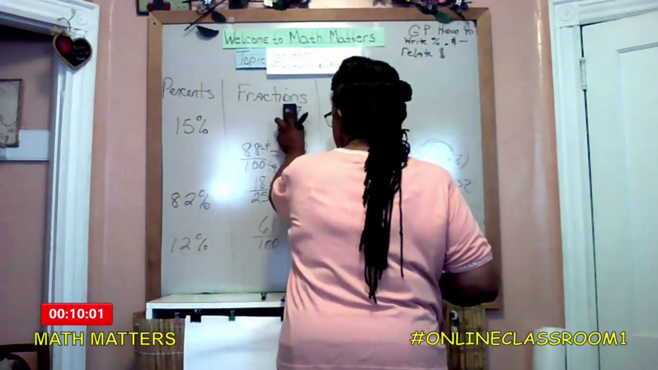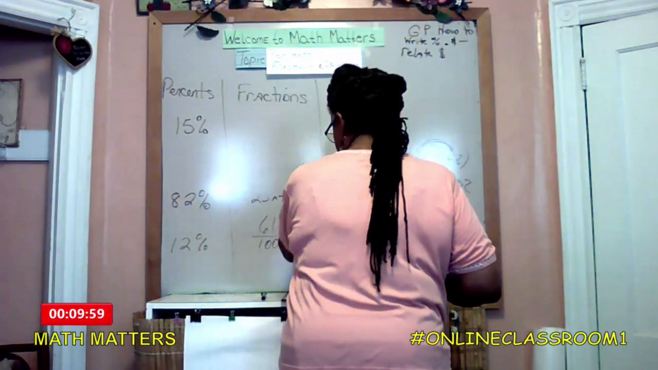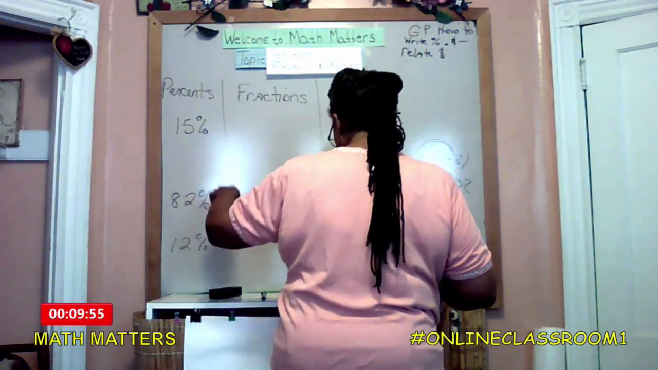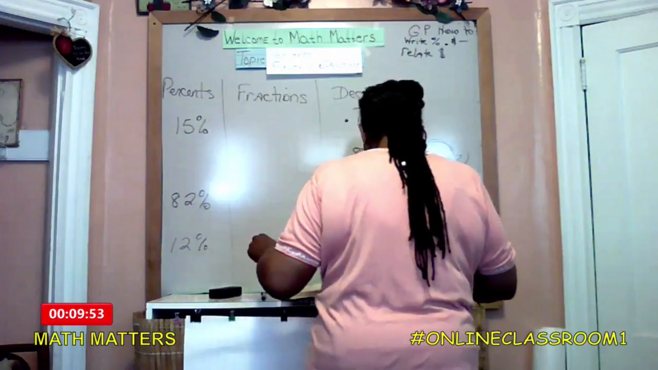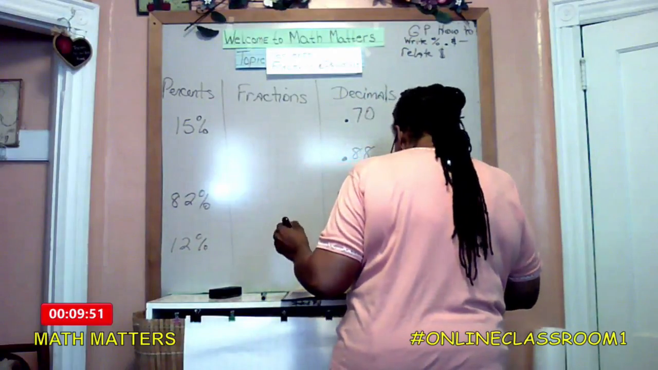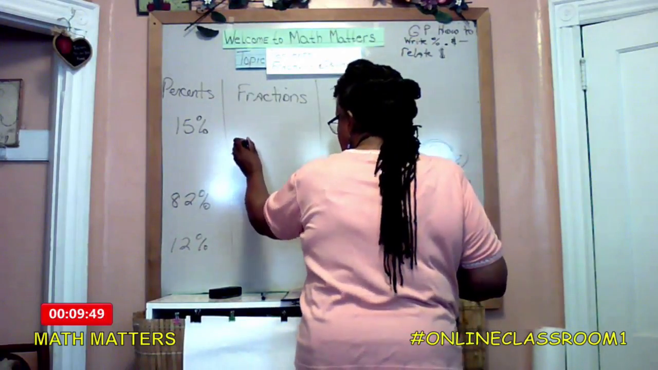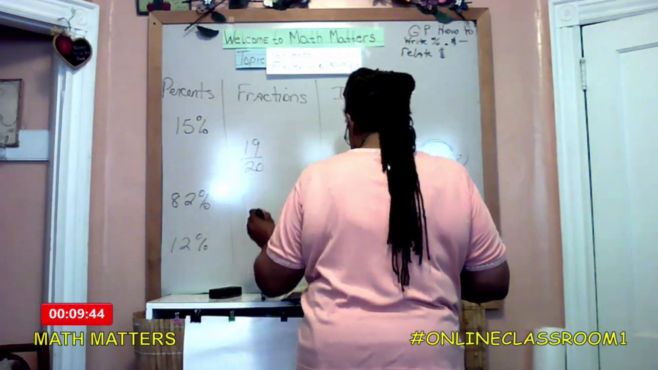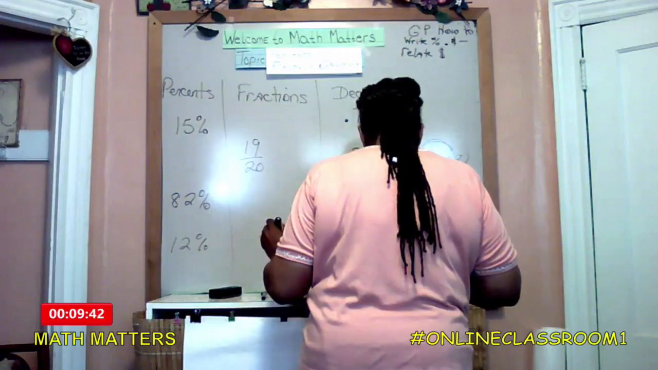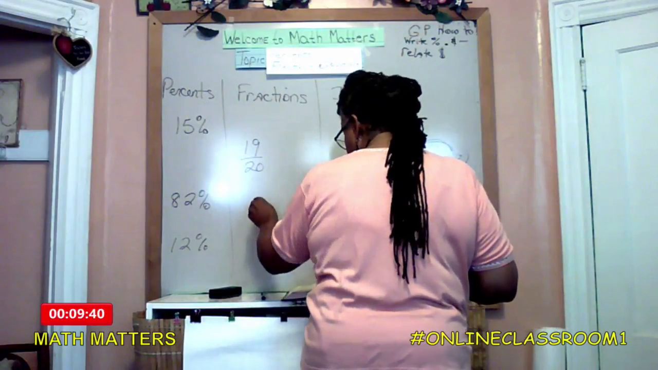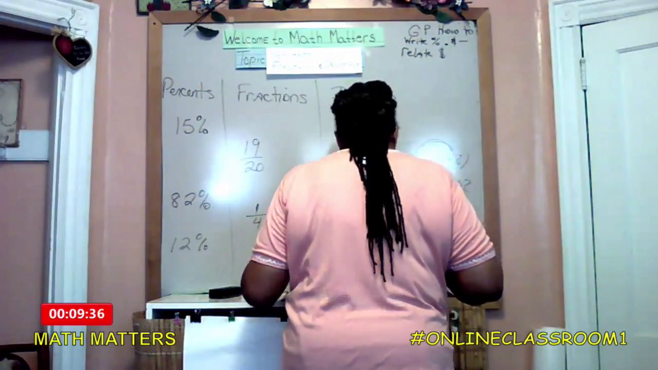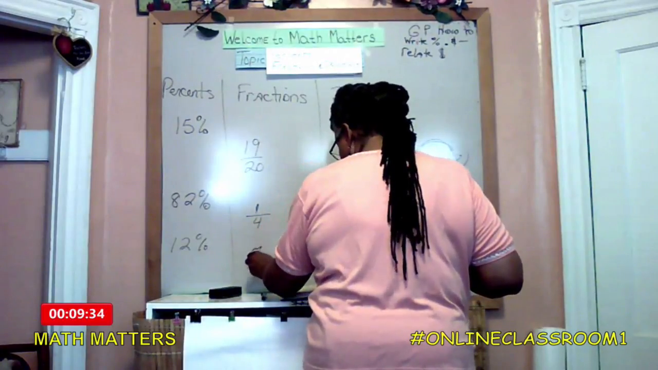Okay, with the fractions, we have a few spaces in here for fractions. We're going to look at 19 out of 20, 1 out of 4, and 7 out of 25.